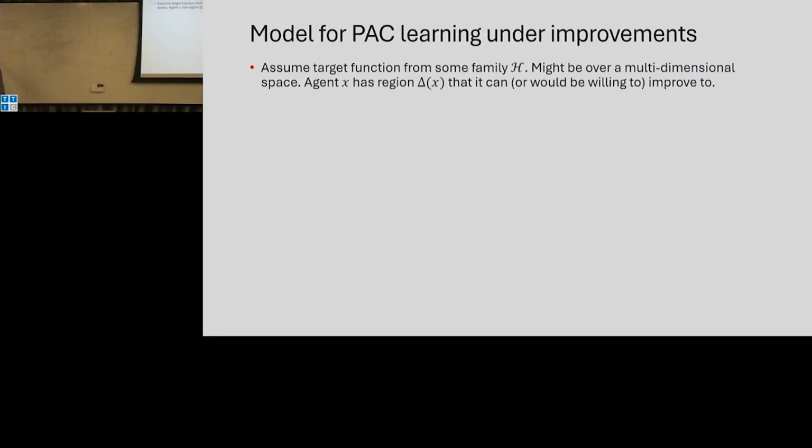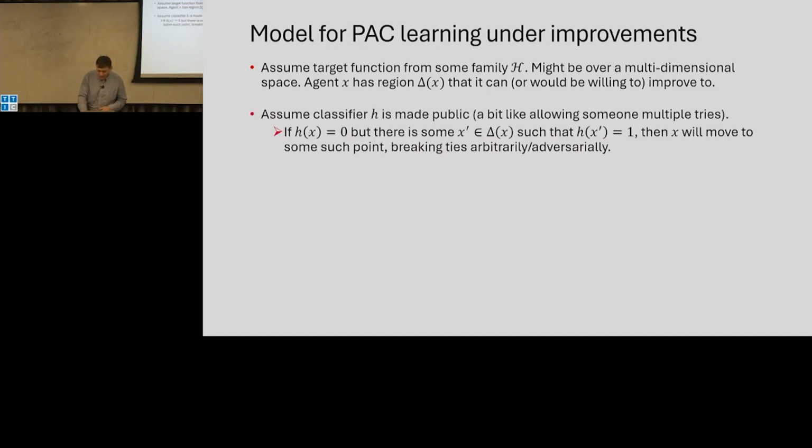We assume there's a target function from some family. It might be over a multidimensional space. Each agent has some region that they can or would be willing to improve to be classified as positive. We assume the classifier is made public, so you can think of it a little bit like allowing someone multiple tries. If it classifies you as 0, but there's some point in your improvement set that you can reach where you get classified as 1, then you will move to some such point. And we imagine that agents will break ties adversarially or arbitrarily for us. Roughly, if agents can improve to get classified positive without actually making themselves really positive, they will prefer that. So anyway, we'll just assume they break ties adversarially.